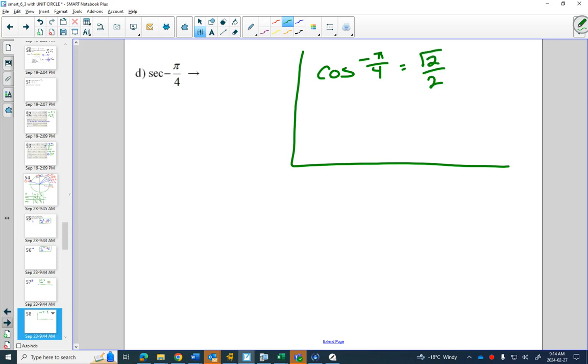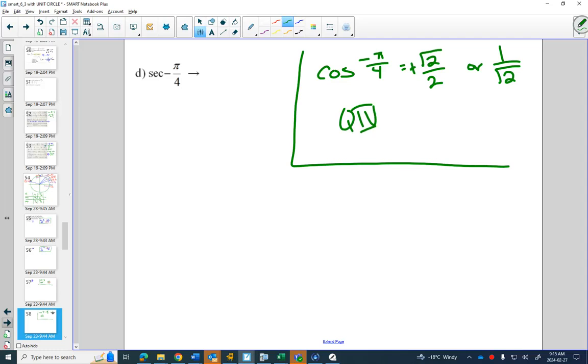I know that root 2 over 2, this is in quadrant 4. So it's going to be positive. So I know that cos of negative pi over 4 is root 2 over 2. Okay? I'm going to remind you that when we did our special triangles, that root 2 over 2 can also be written as 1 over root 2. Because this sometimes comes up in multiple choice questions.